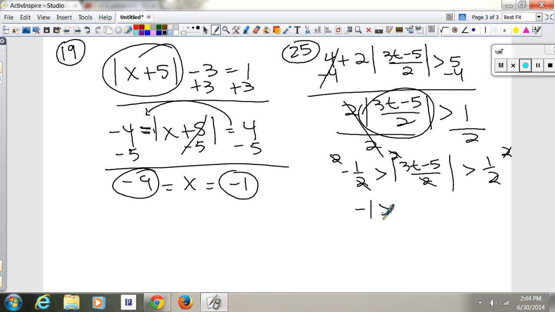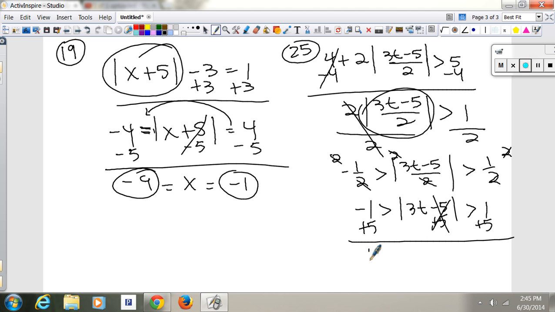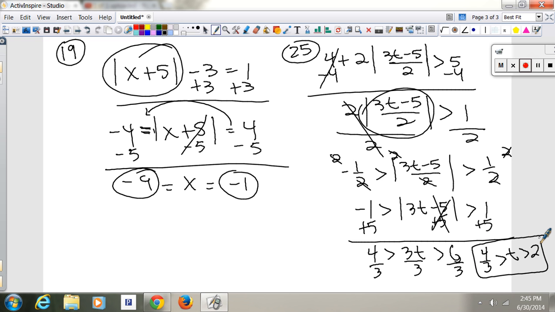So negative 1 greater than 3t minus 5 greater than 1. Add 5 to get rid of the 5. So that's going to give you a 4, 3t, and a 6. Divide by 3. And you get your two answers. 4/3, we have our greater than sign, we have our t greater than and t. There's your answer to 25. So the rest of those on that page you should be able to work out.